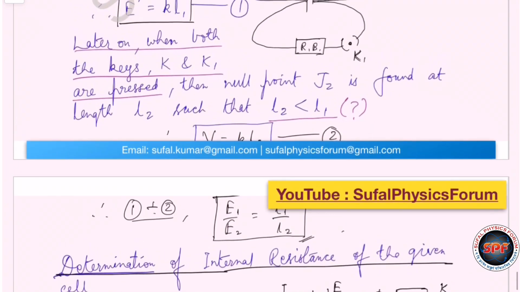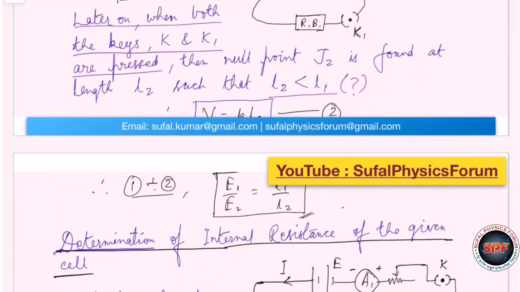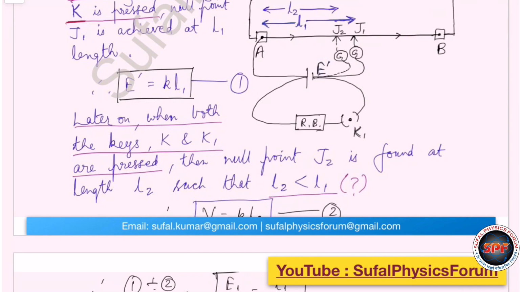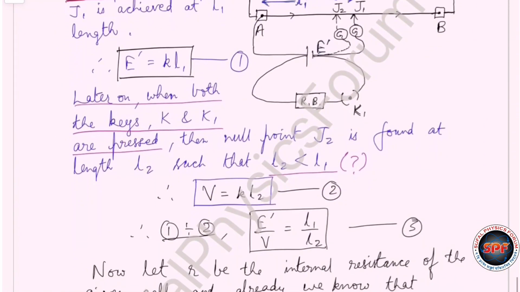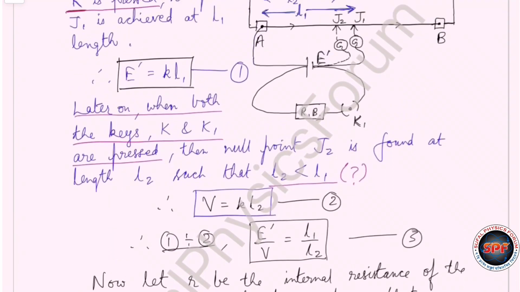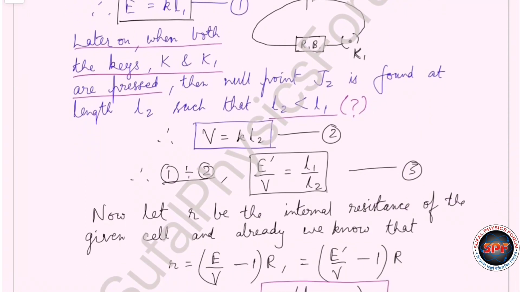But after that, when this switch K1 is also pressed, then definitely there will be some reduced value V, not E dash. Because of this reduced value, the balancing length will also be reduced, and obviously J2 will be shifted leftward, because V is directly proportional to L. Potential drop across the potentiometer wire is directly proportional to the length. So hence this equation is obtained, and already we have got this.